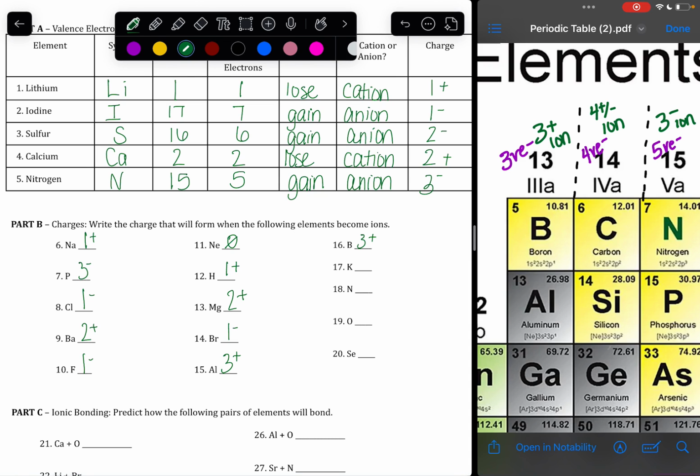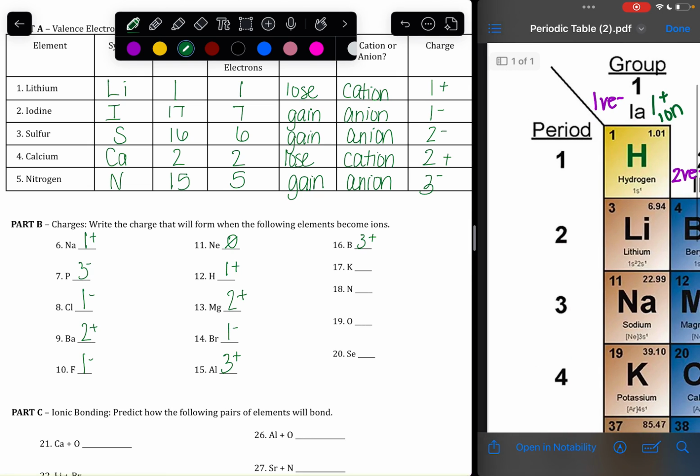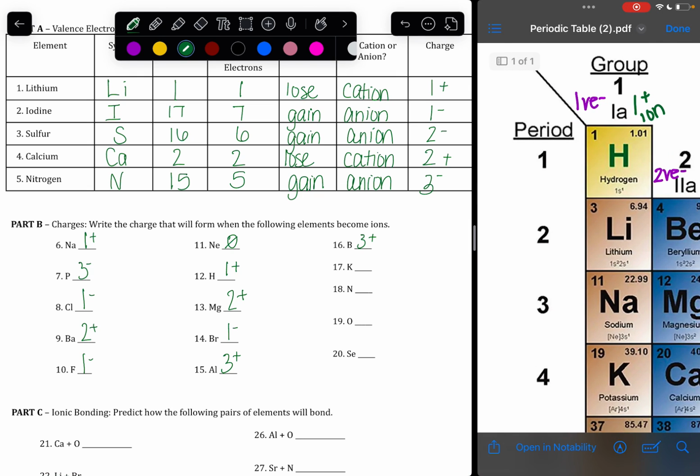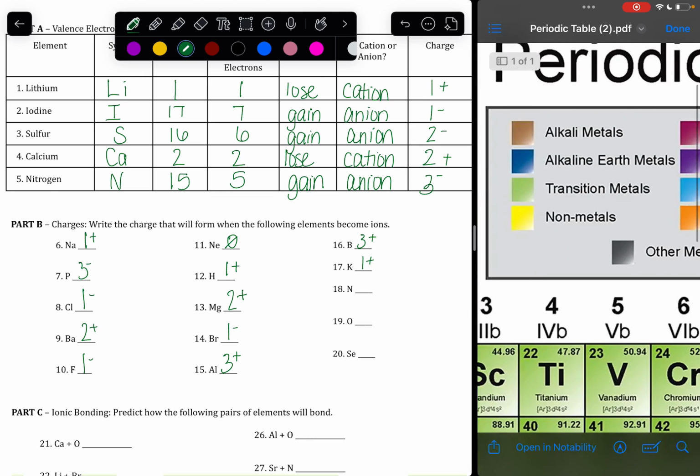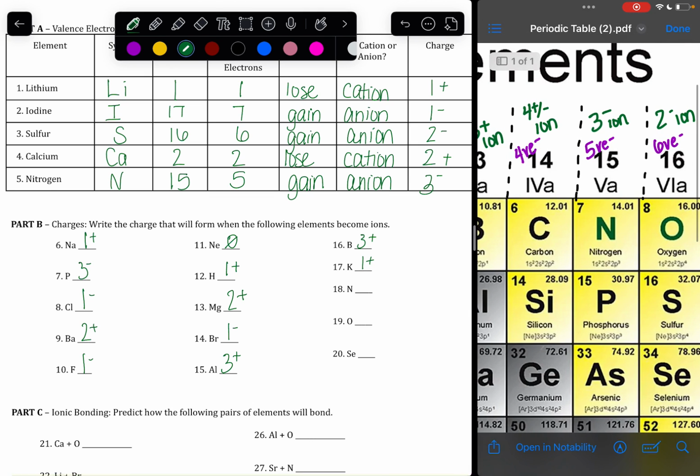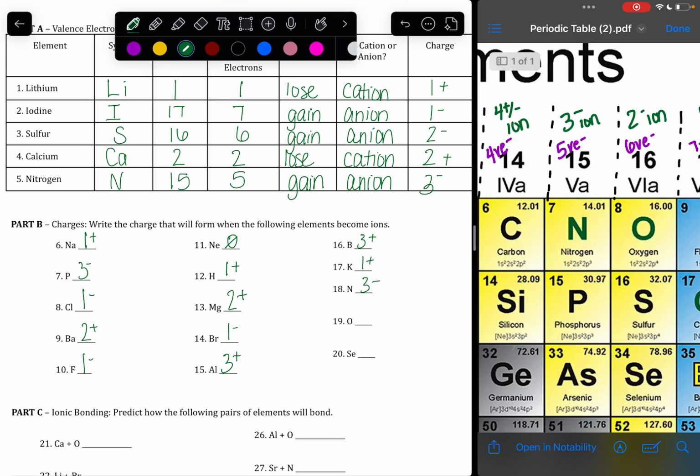Potassium is number 19. Over here in group 1, so it has a 1 plus charge. Nitrogen is number 7. It's in group 15 with a 3 minus charge. Oxygen, right over here in the same area, is in group 16 with a 2 minus charge. And selenium is just here, number 34, underneath oxygen, also in group 16 and also with a 2 minus charge.